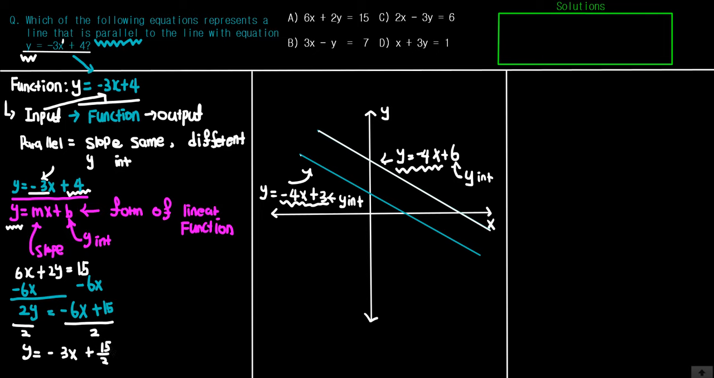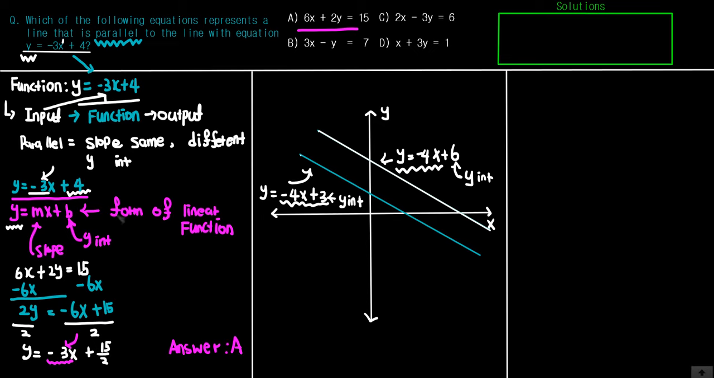But if you look at our original form, which is y is equal to negative 3x plus 4, the negative 3, which is the slope of this function, is exactly the same. And they also have a different y-intercept, which means this answer is correct. So our answer for this question is going to be A in this case. So we can write A.